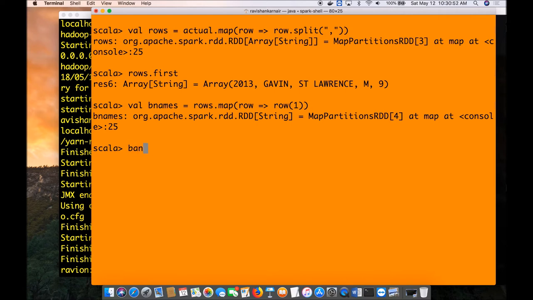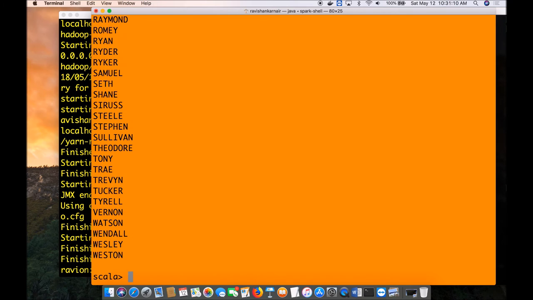And now I want to print B names. How will you print the B names? Come on. bNames dot collect dot foreach println. What will it do? Collect all the distributed objects from all the nodes and bring everything to the driver. Collect dot mkString. All right, I got all the names.